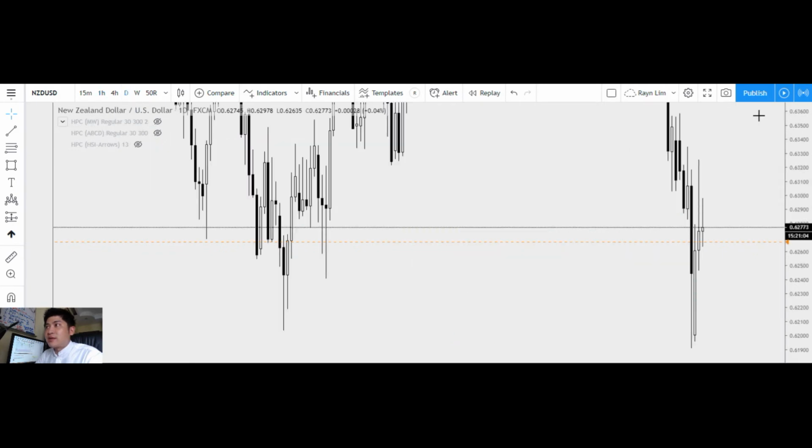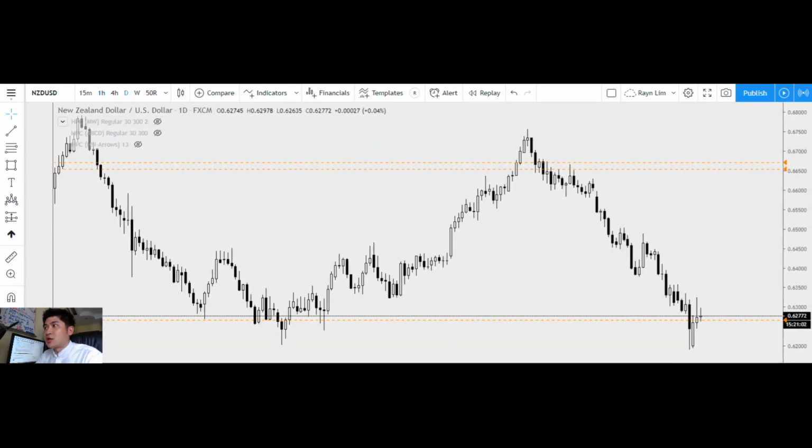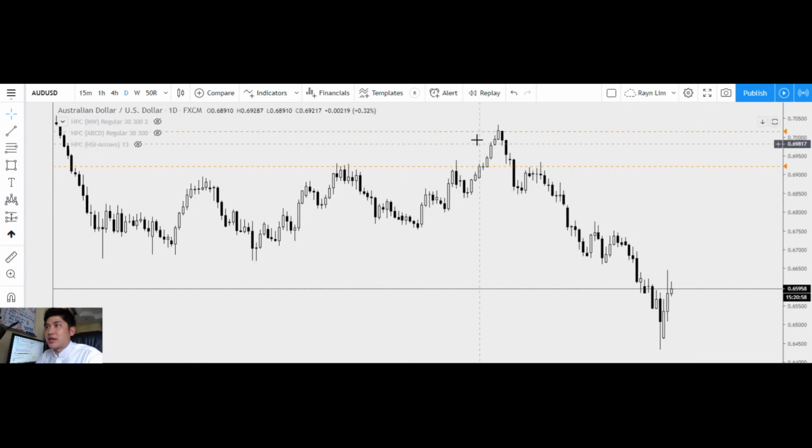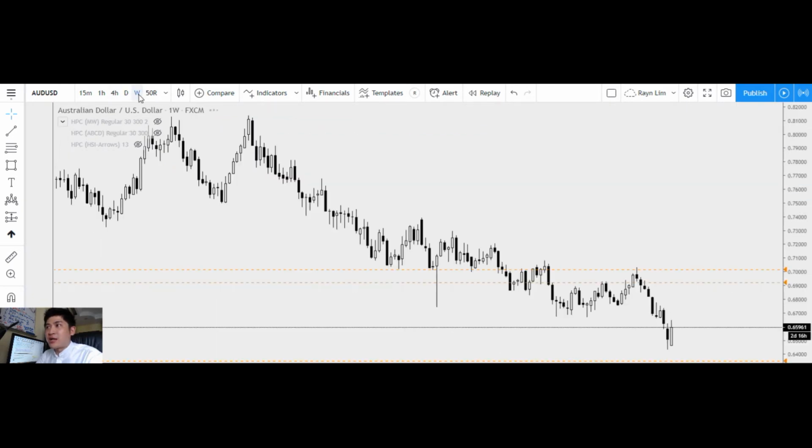To the next pair, Australia dollar. On the daily chart, you can see is a bearish movement. I do expect a crazy appreciation to happen before the big crash, because I did share with you guys that right now is at its lowest.